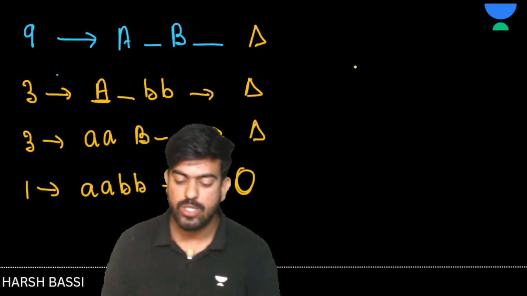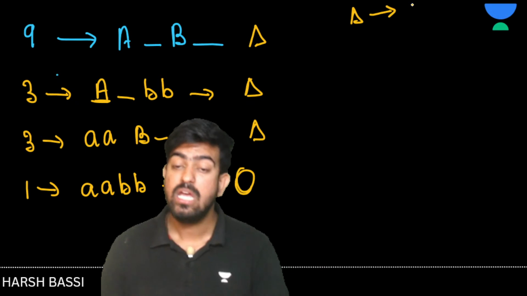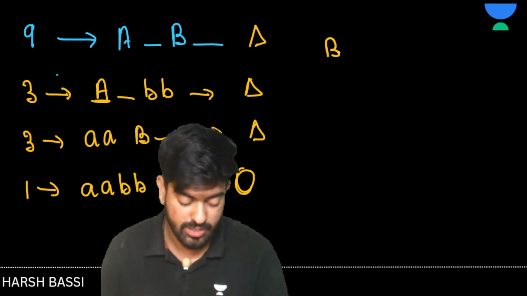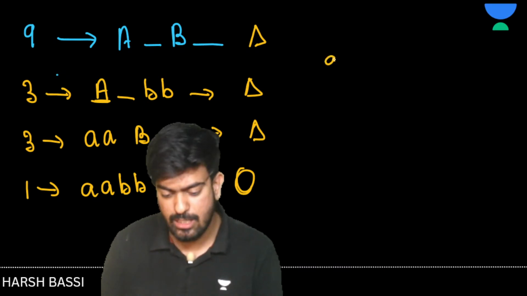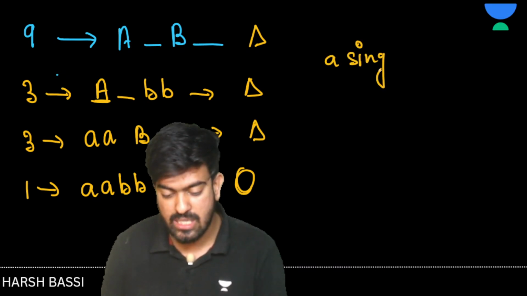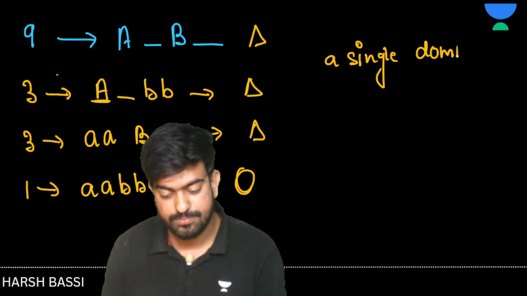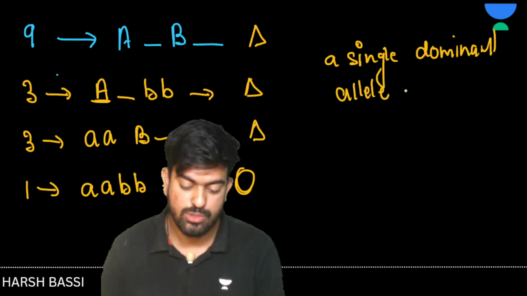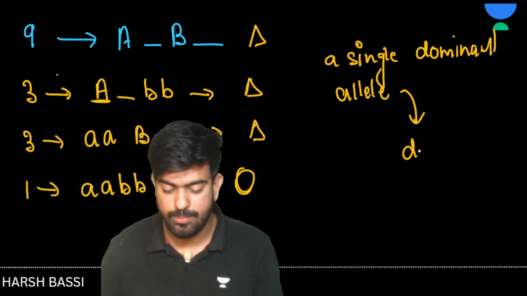Yes or no? So here in capsella we are saying that if there is a single dominant allele present, then also they are able to show the dominant character.